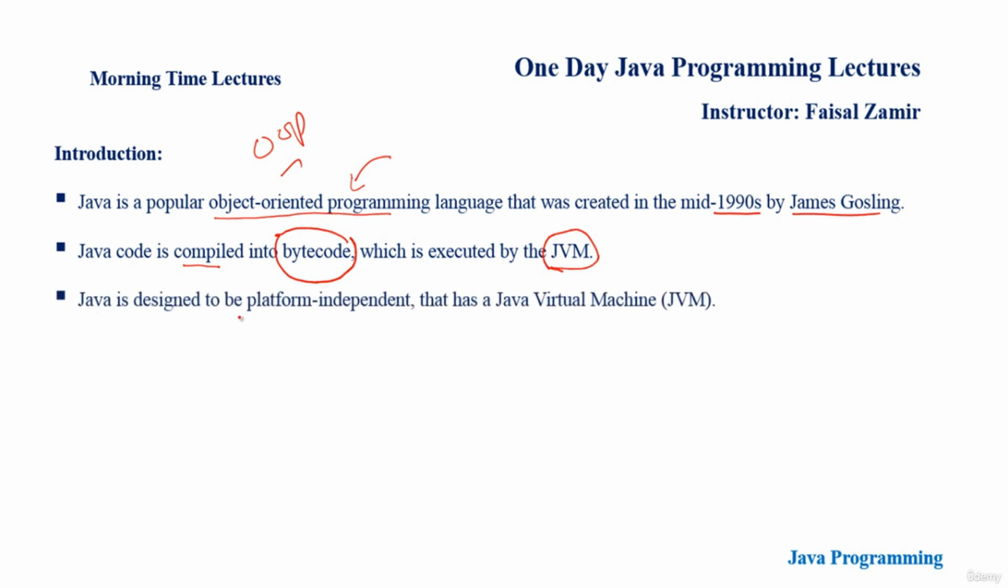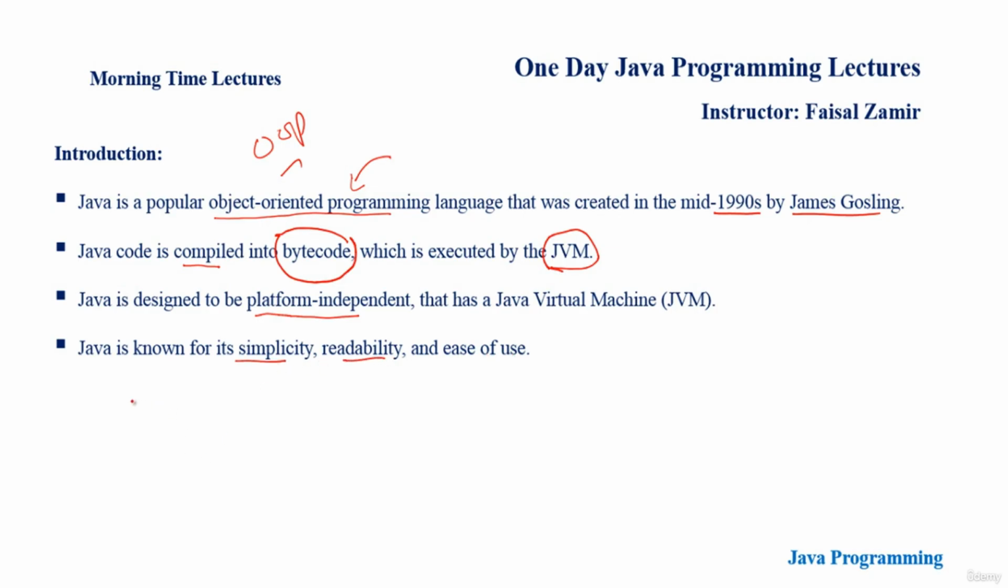Another point is that Java is designed to be platform independent, and it has a Java Virtual Machine. Platform independent means that you develop an application, a Java-based application, and that application will be able to execute on different platforms, different operating systems. Java is known for its simplicity, readability, and ease of use.